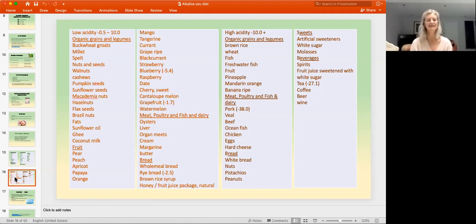It gives you an idea of, actually, we know on the highly acidic list: artificial sweeteners, refined sugars, white bread, peanuts, pistachios, most of the meats, they're all highly acidic. So if you're going to have them with a load of more alkaline foods, balance it out. Have them with a tablespoon of chlorophyll, just balance it out.